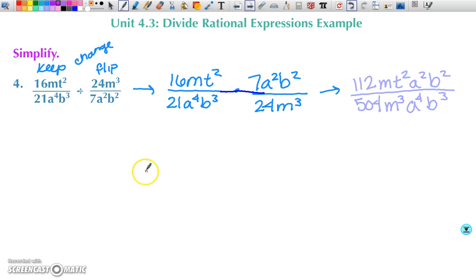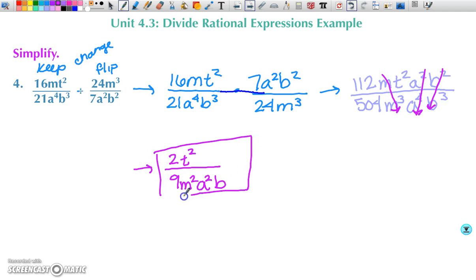112 over 504, that's going to simplify down to 2 over 9. M squared over m cubed, so that's going to move down, and it goes in the bottom, so it's your higher exponent. T squared doesn't have any common factors in the bottom. A squared over a to the 4th, that comes down, so a squared down here, and then b squared over b cubed, b in the bottom. So there's your final answer for number 4.